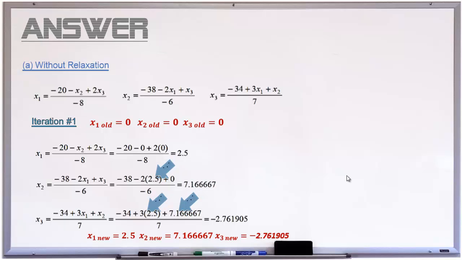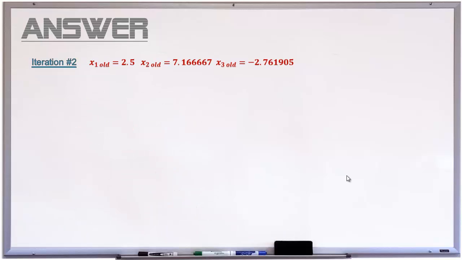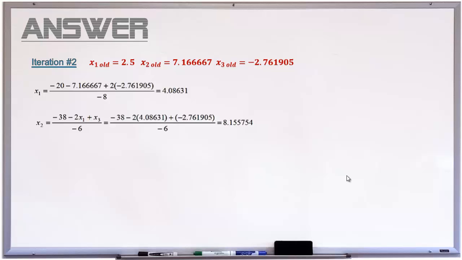By the end of this iteration, the new values of the unknowns are the following. We have here x1 has a value of 2.5, x2 is approximately 7.167, and x3 is negative 2.76. These new values would be the old ones for the next iteration. And we'll repeat the calculations again to get the new values.